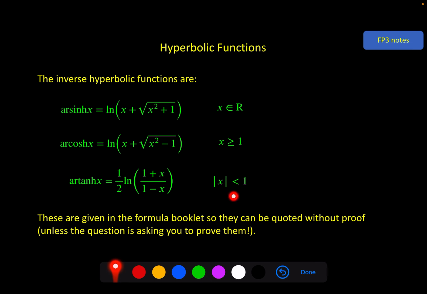For r tan, the magnitude of x must be less than 1. Similar reasoning, because if you don't do this, if you have x bigger than 1 or less than minus 1, you end up making a positive-negative combination in your fraction, which gives you a negative overall, and the log of a negative is not defined. So be careful with these limitations here.